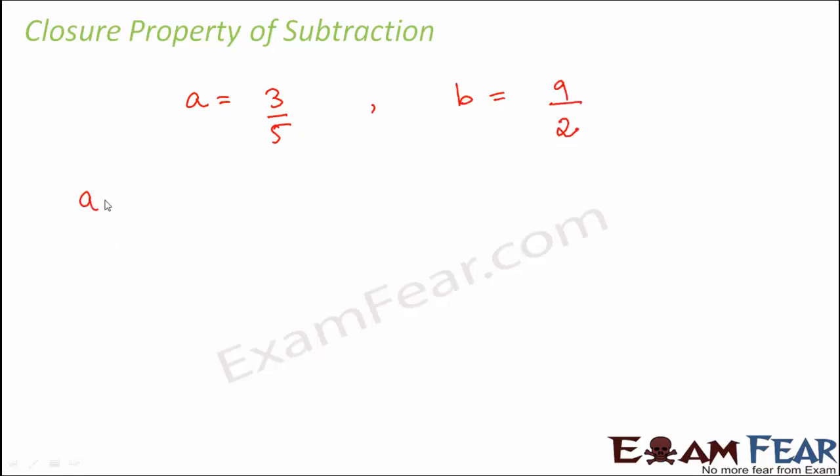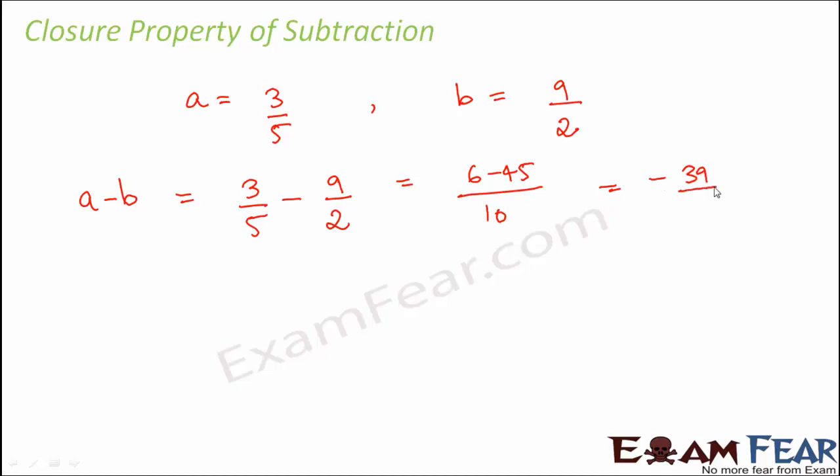So now if you calculate the difference of the two, that is a minus b, so you get 3 by 5 minus 9 by 2, which is equal to 6 minus 45 divided by 10, which is minus 39 by 10. Now this minus 39 by 10, is it a rational number? Yes, because minus 39 is an integer, 10 is an integer, and 10 is not equal to 0. So this is again a rational number.